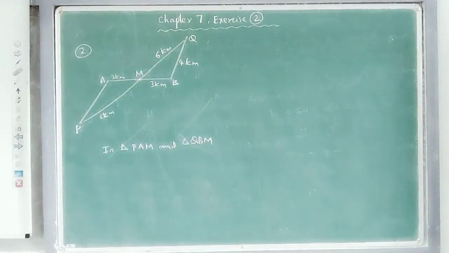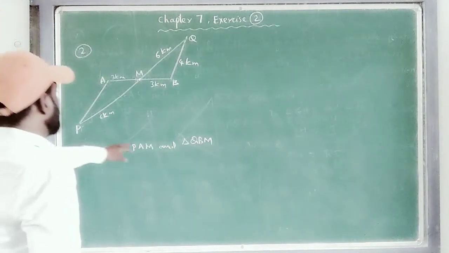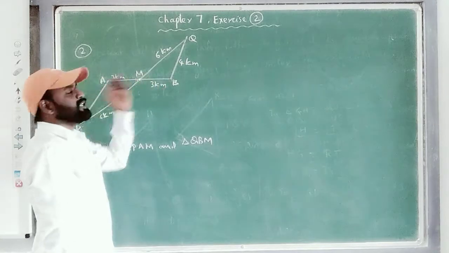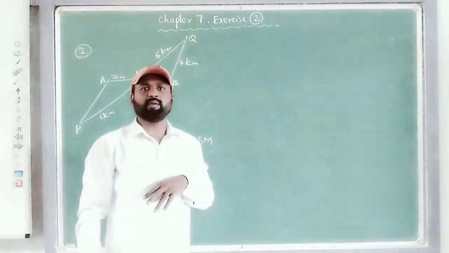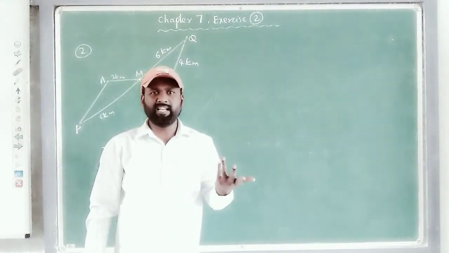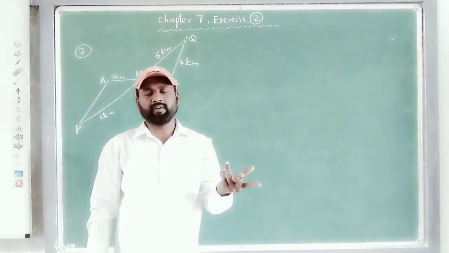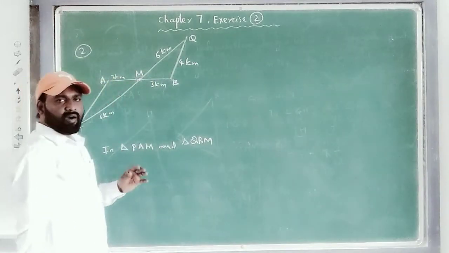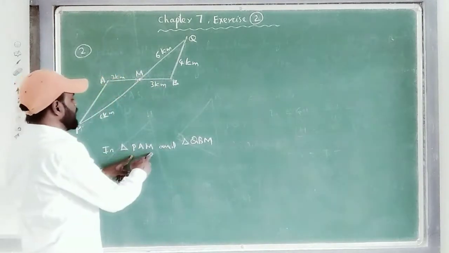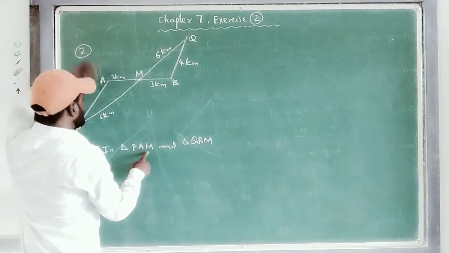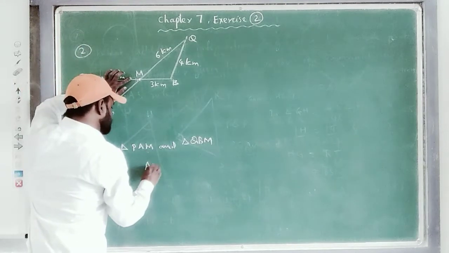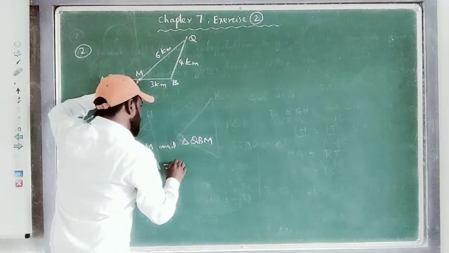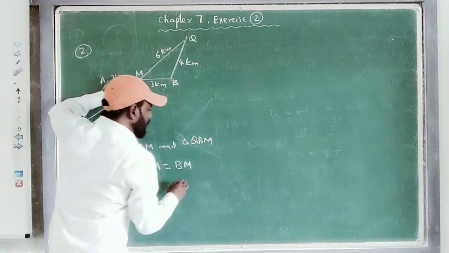If the triangles PAM and QBM are congruent, then we can say by CPCT. CPCT means corresponding parts of congruent triangles are equal. If the two triangles are congruent, all the corresponding parts will be equal. So let us check whether these two triangles are congruent or not. In triangle PAM, I am going to write AM is equal to MB, or BM. Why are they equal?